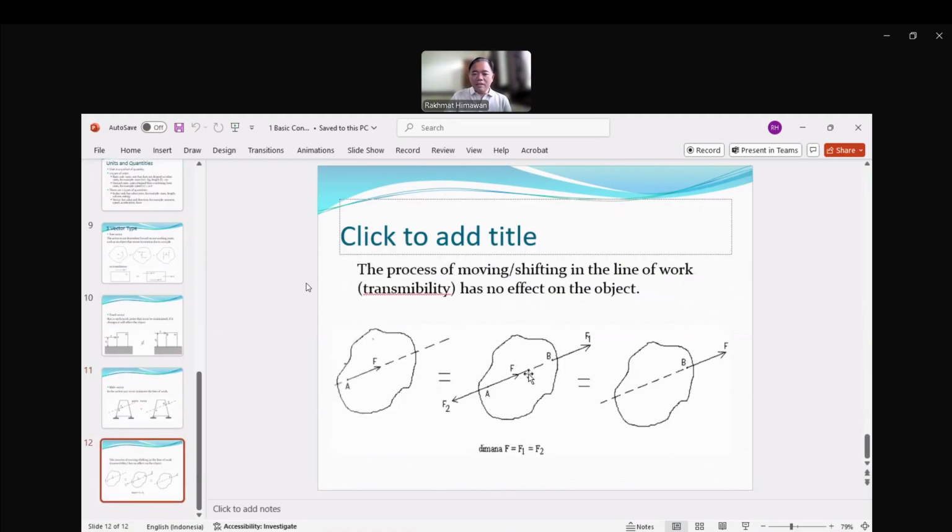Okay, and then we have the principle of transmissibility, that you can move the force from point A to point B, and it's still the same condition, the same force applied to this object. This concept is used quite a lot to move the force to a place where we can easily calculate. Okay, and then any question before I move on to the next slide, the next PPT, I mean?